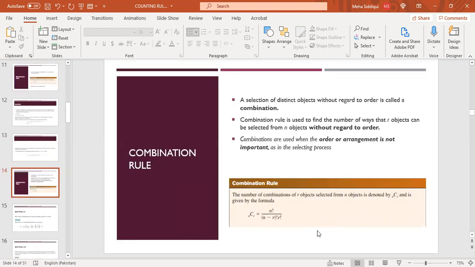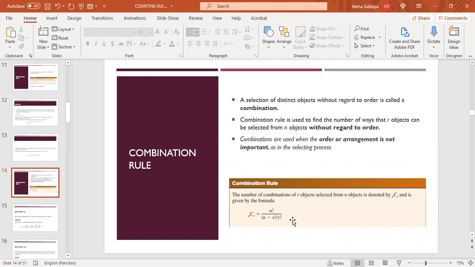Now coming to the combination rule. A selection of distinct objects without regard to order is called a combination. This is very important: without regard to order. The combination rule is used to find the number of ways that r objects can be selected from n objects. Combinations are used when the order or arrangement is not important, as in a selecting process. So the number of combinations of r objects selected from n objects is denoted by small nCr, and is given by the formula.